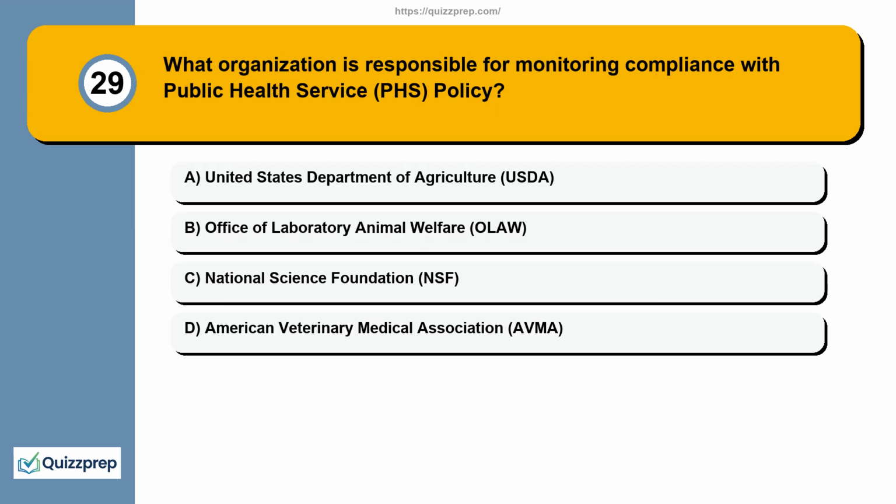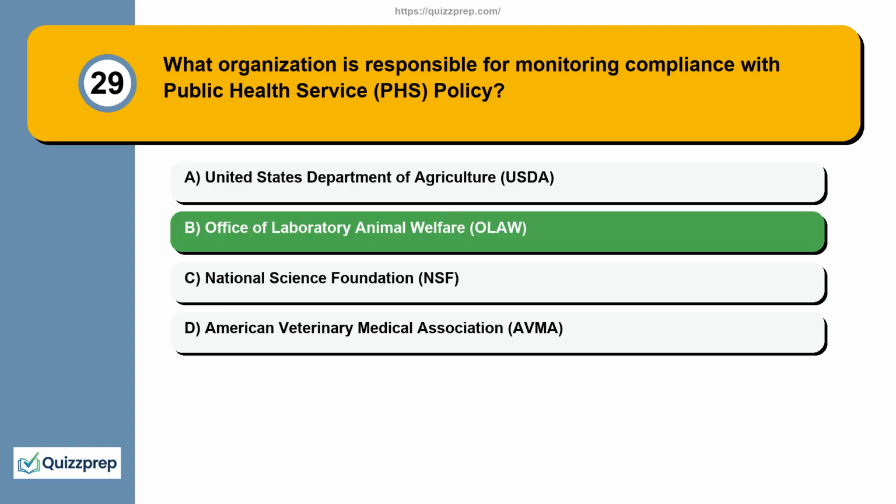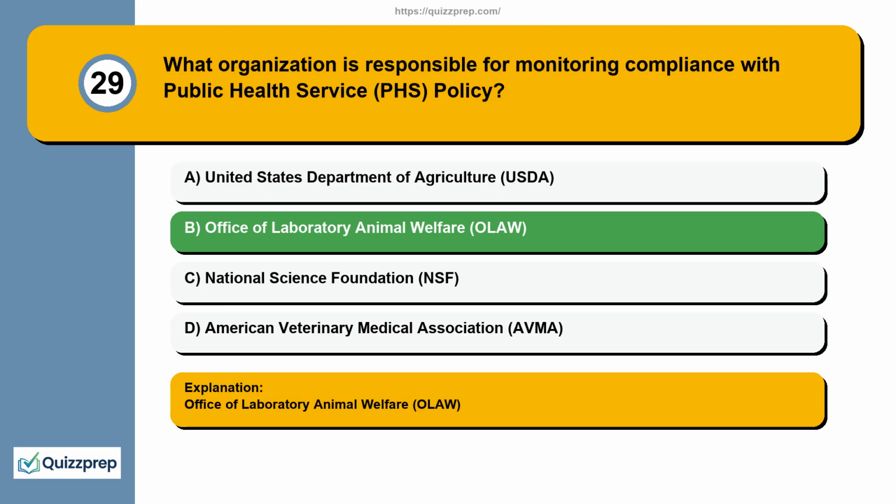Question 29. What organization is responsible for monitoring compliance with Public Health Service, PHS, policy? Option A. United States Department of Agriculture, USDA. Option B. Office of Laboratory Animal Welfare, OLAW. Option C. National Science Foundation, NSF. Option D. American Veterinary Medical Association, AVMA. The correct answer is option B. Office of Laboratory Animal Welfare, OLAW.